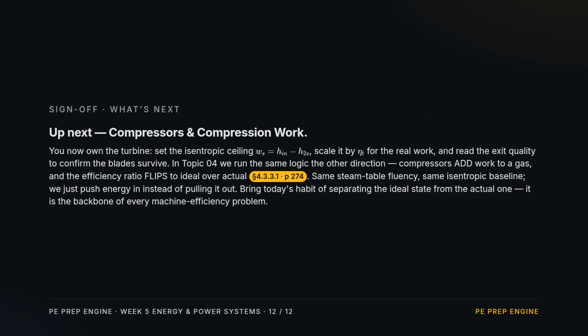Set the isentropic ceiling, scale it by efficiency for the real work, and read the exit quality to confirm the blades survive. In topic 4, we run the same logic the other direction. Compressors add work to a gas, and the efficiency ratio flips to ideal over actual. Same steam table fluency, same isentropic baseline. We just push energy in instead of pulling it out. Carry today's habit of separating the ideal state from the actual one.